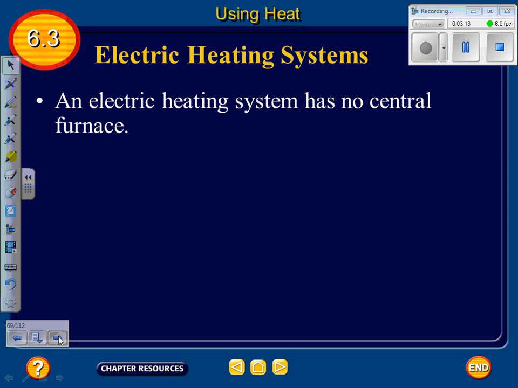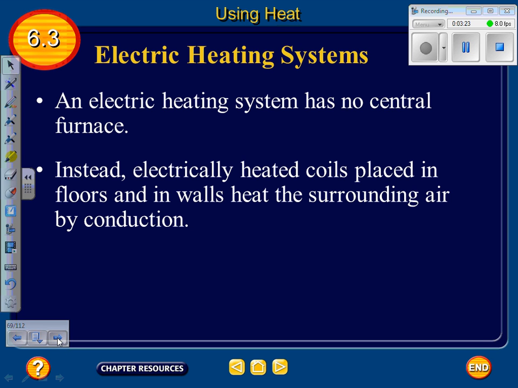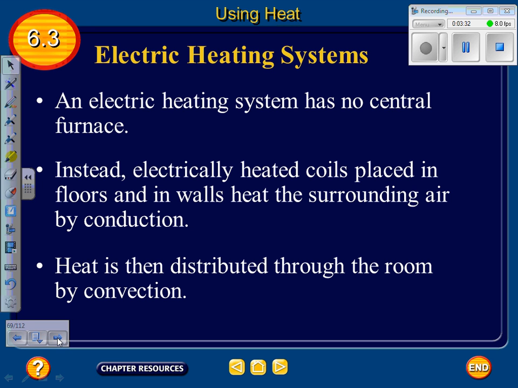Electric heating systems. This is probably one of the most expensive heating systems. An electric heating system has no central furnace. Instead, electrically heated coils placed in floors and in walls heat the surrounding air by conduction. Heat is then distributed through the room by convection, and it doesn't necessarily have to be a fan that's pushing the heat around. Just the fact that you have hot and cold intermix sets up those convection currents.